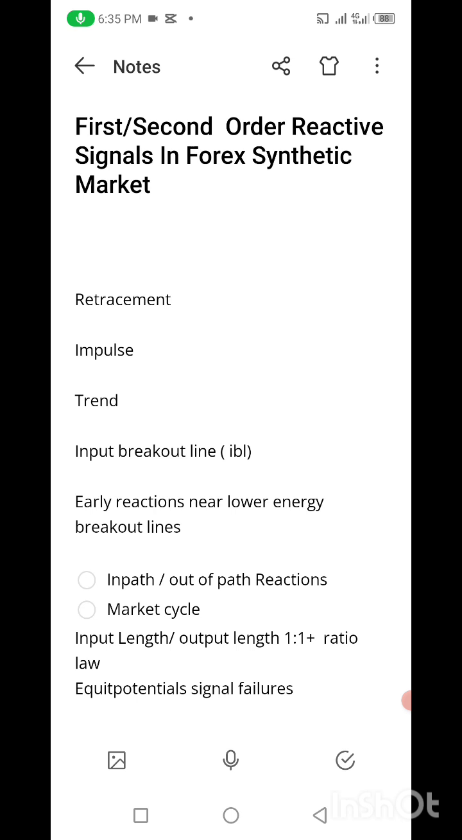Okay, so the topic is 4 second order reactive signals in Forex synthetic market. These are fixed, they are known to happen, but they have exceptions. They have regions on the candlestick chart where they fail to happen.